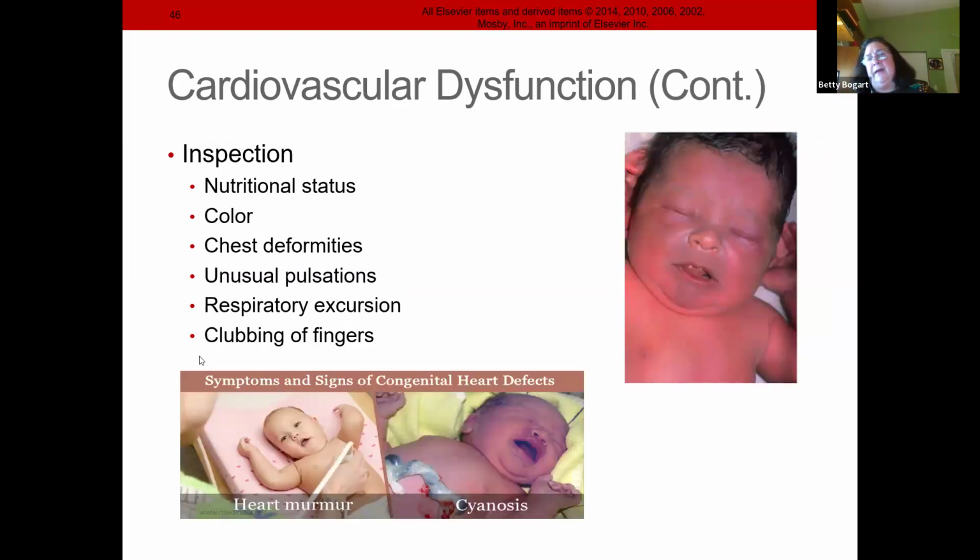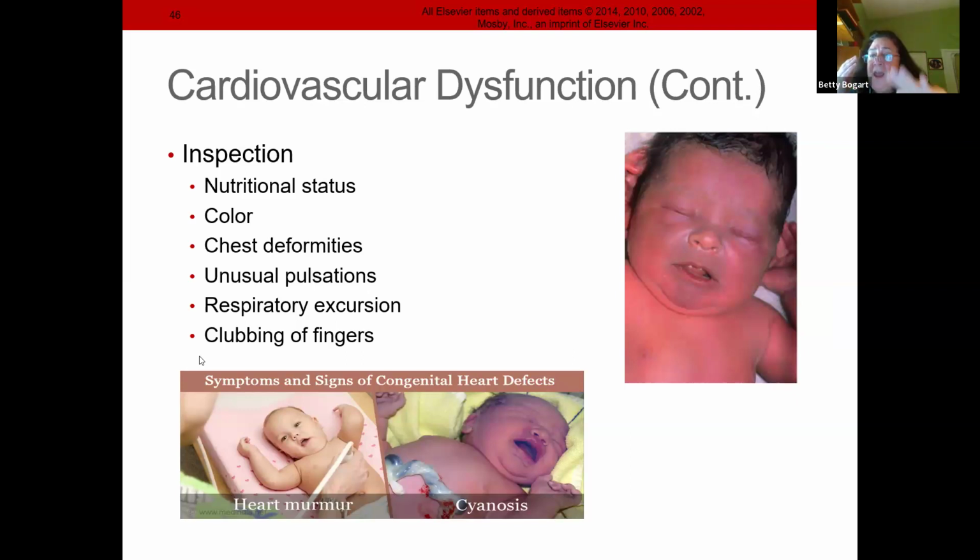So what do we look at when we look at kids, cardiac? Well, what is their weight? Their nutrition status is always by weight. What's their color? I mean, this kid on the right, you can see that they're purple. They don't look too good. You're going to see sometimes retractions.